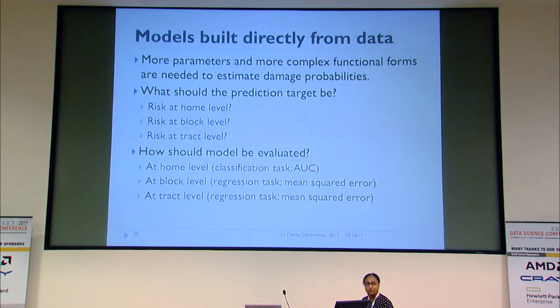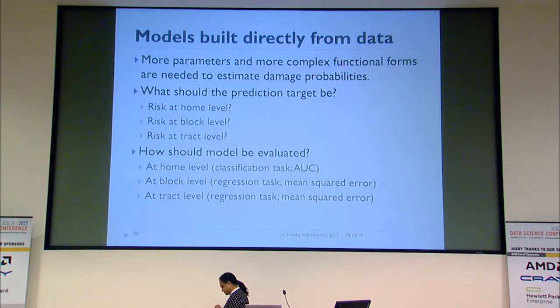There were many more questions to be answered before we could start on the job of building a prediction model. At what level should you predict the risk? At the level of an individual home? At the level of a block directly? At the level of a tract? And how should you evaluate the model? Which kind of ties into what the prediction target should be.